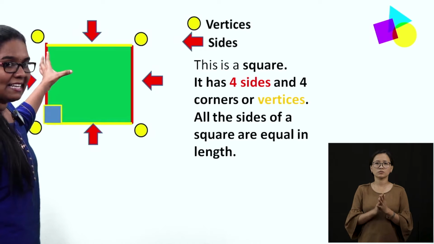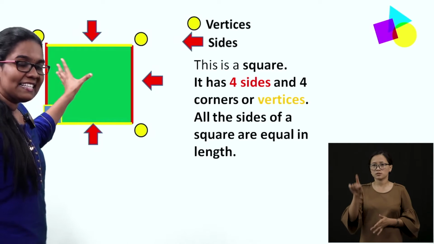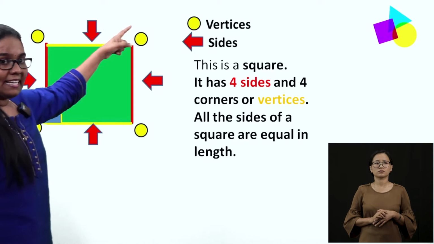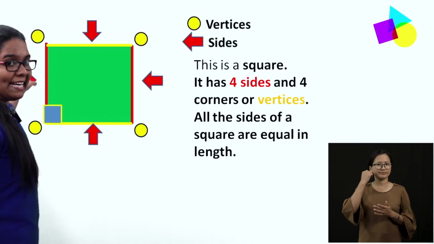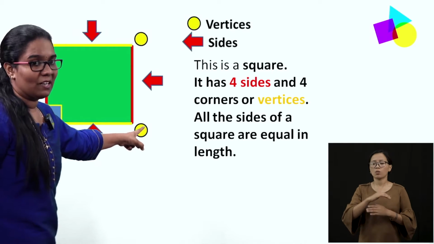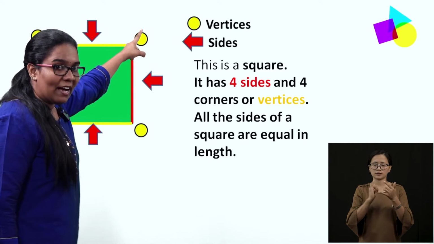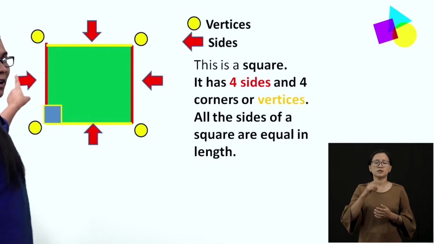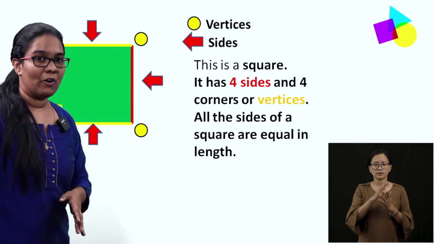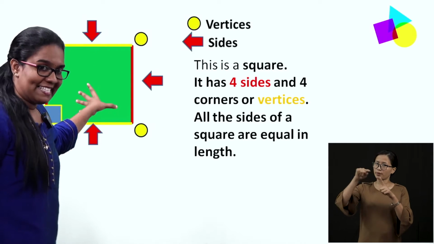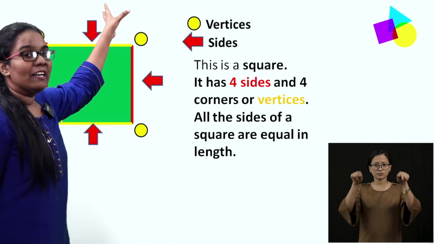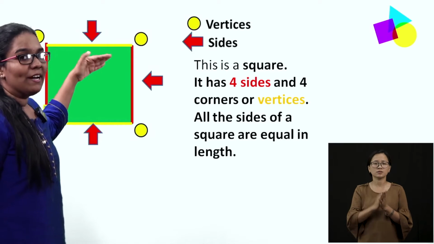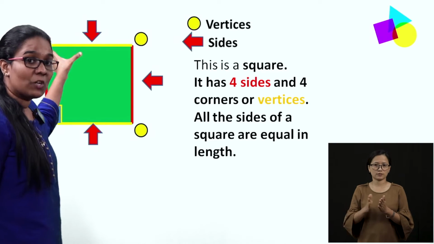Which shape is this? Yes, this is a square. The yellow color dots indicate all the vertices, all the corners, and the red color arrows indicate the sides.